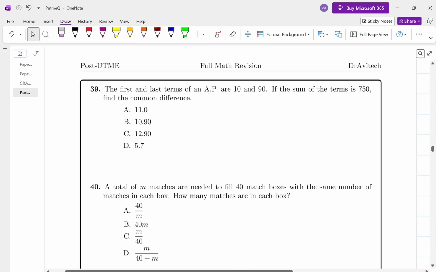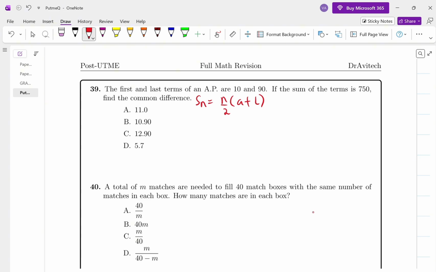The first and last terms of an AP are 10 and 90 respectively. If the sum of the terms is 750, find the common difference. To start with, we need to know how many terms we have in this sequence. The sum of terms is n over 2 brackets a plus l. So with this formula, we can find the number of terms.